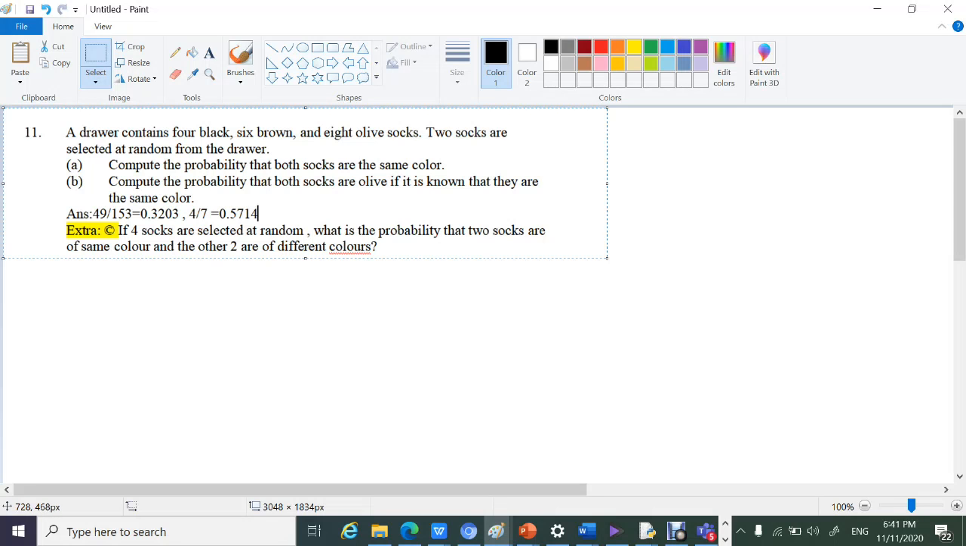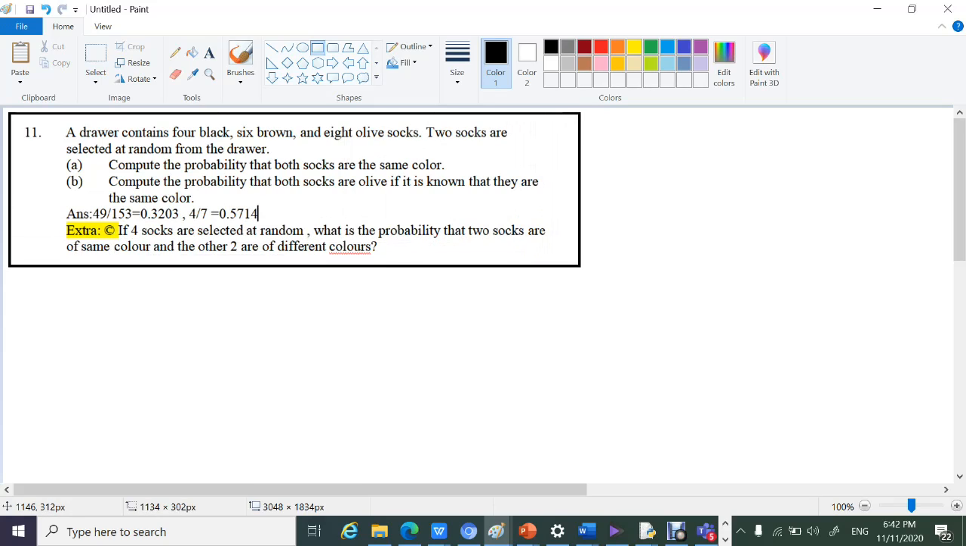Okay, today we are going to discuss this question right here. This is a probability question. A drawer contains 4 black, 6 brown, and 8 olive socks. 2 socks are selected at random from the drawer. Compute the probability that both socks are the same color. So, how to solve for A first?